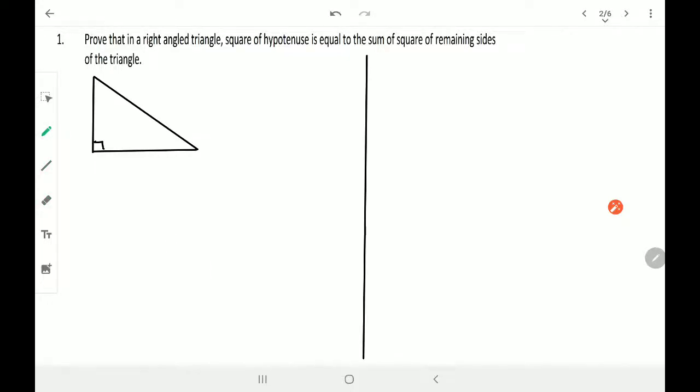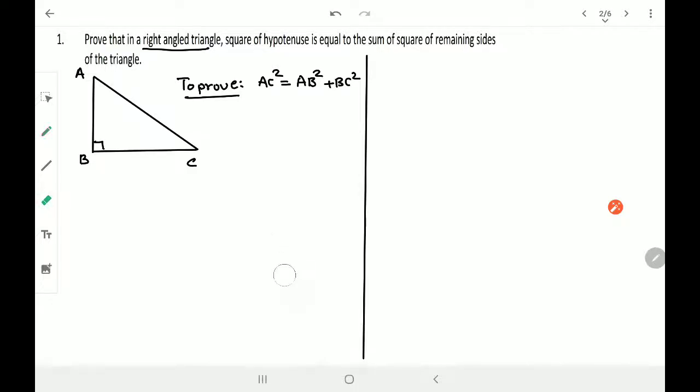Here is a right angle triangle ABC. Prove that in a right angle triangle, square of hypotenuse is equal to sum of square of remaining sides of the triangle. That means the same thing. What is to prove? We have to prove that AC square is equal to AB square plus BC square. This is what I had to prove.